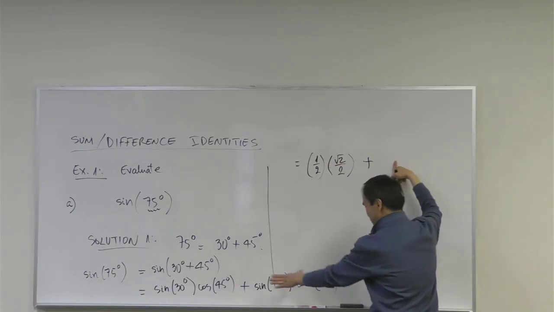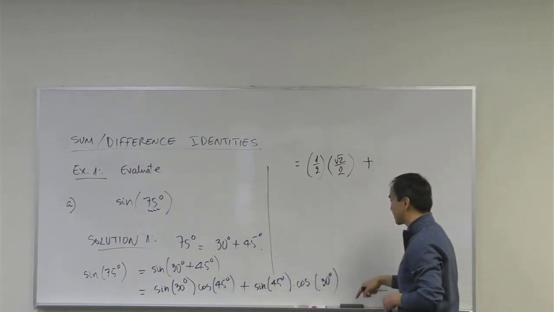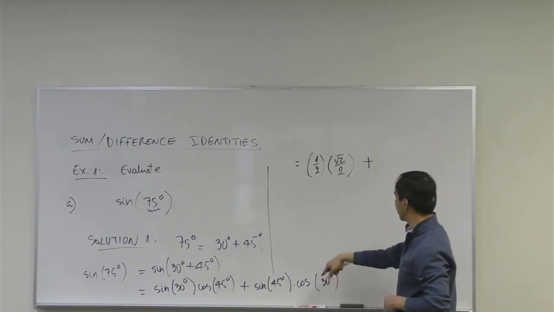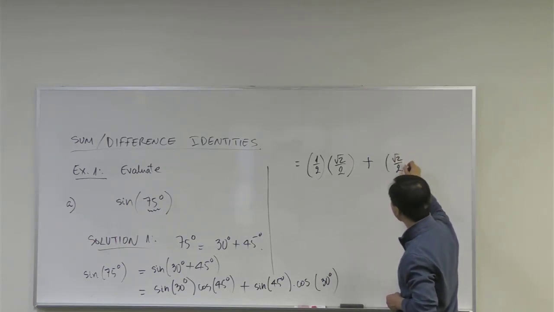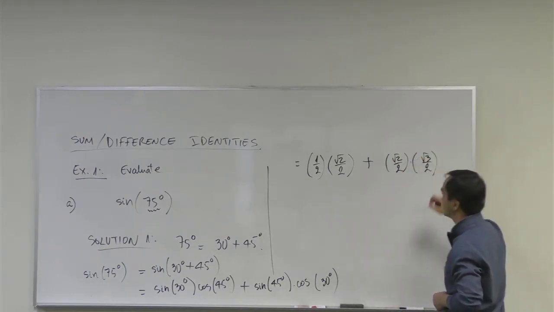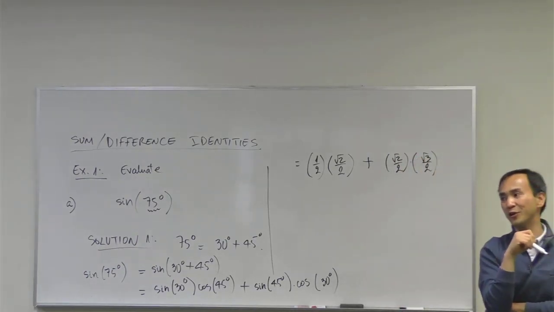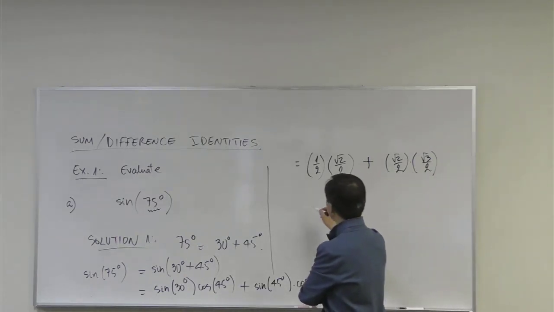We've learned all these skills earlier, how to evaluate basic trig expressions like this. So now sine of 45 degrees is another √2/2, and then cosine of 30 degrees is √3/2. Now we have all of those, and it's just a matter of putting it together in one term.